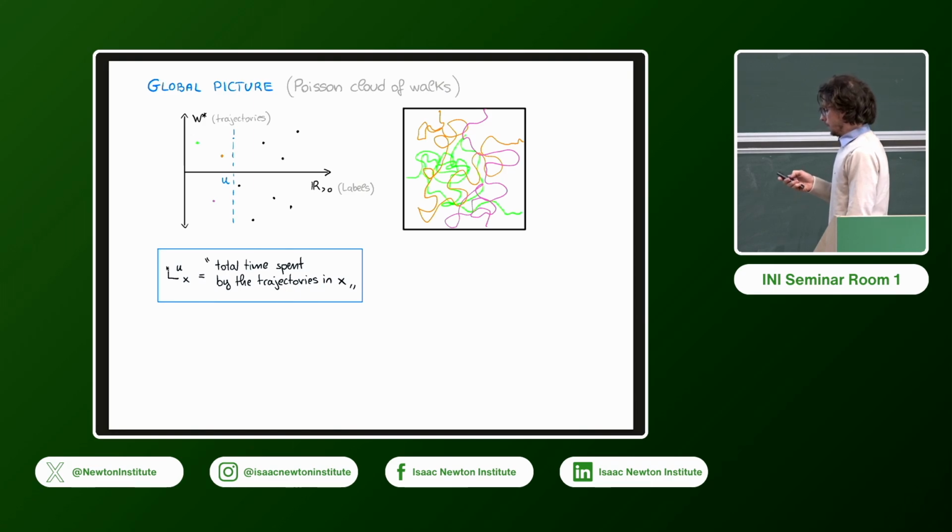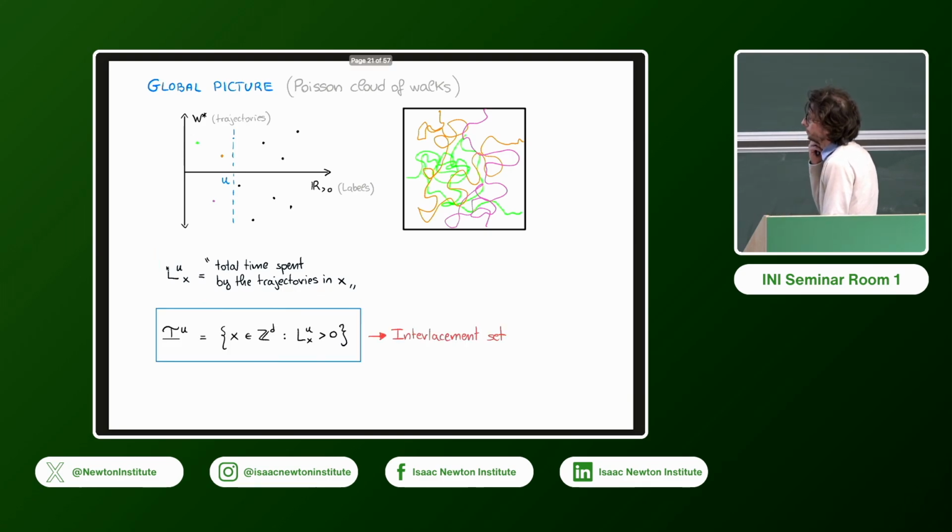Right? So this was the crash course, and I did that because I needed just this object here that will be crucial in our derivations. And it is the occupation time field for random interlacements. So we call L_x^u the total time spent by the trajectories of random interlacements at level u in x. And we saw the interlacement set these days, and it is just a random set where the total local time by random interlacements in those points is positive. So it's the set of points visited by random interlacements.